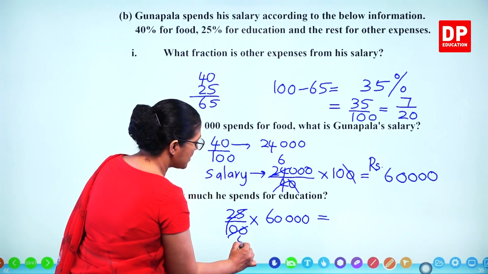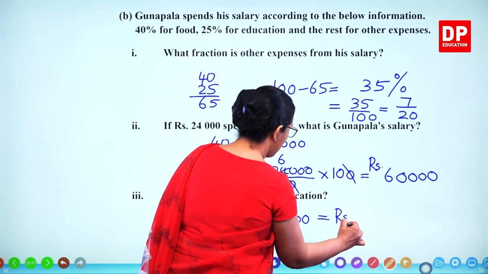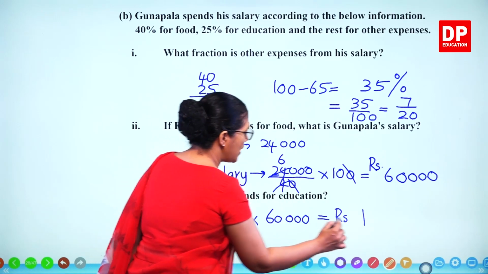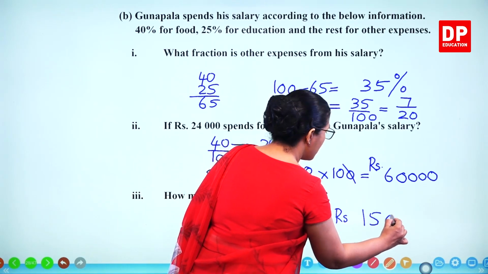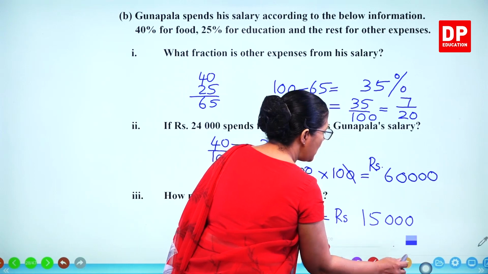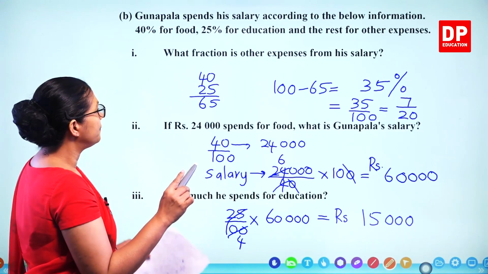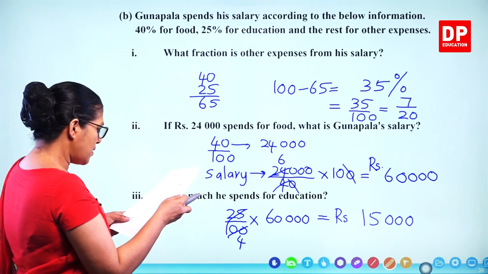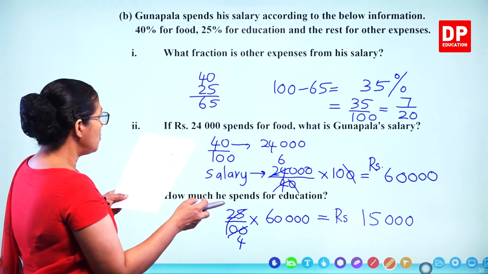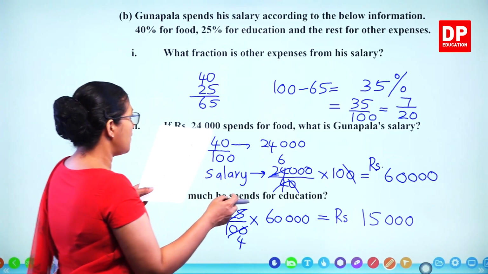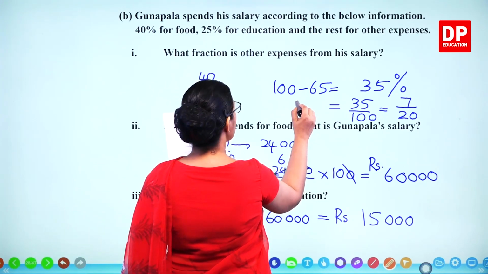So you get 4 times 1.4 for 20, that's 5, 3 zeros. 15,000 rupees for education. So let's give marks. So you get 7 over 20, that's 2 marks.